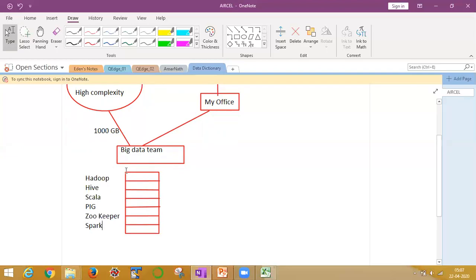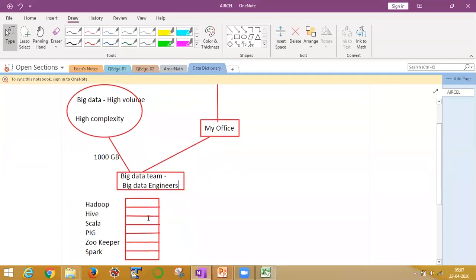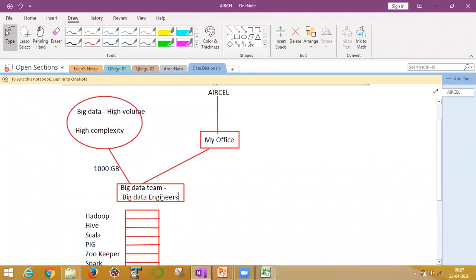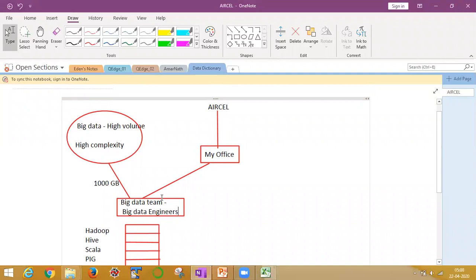All right. So these people, which I mentioned as a team, are actually called big data engineers, or also called big data architects. Clear, guys? So this is where these people have completed their part. Now after this, what? Where is data science? Where is actual data science?